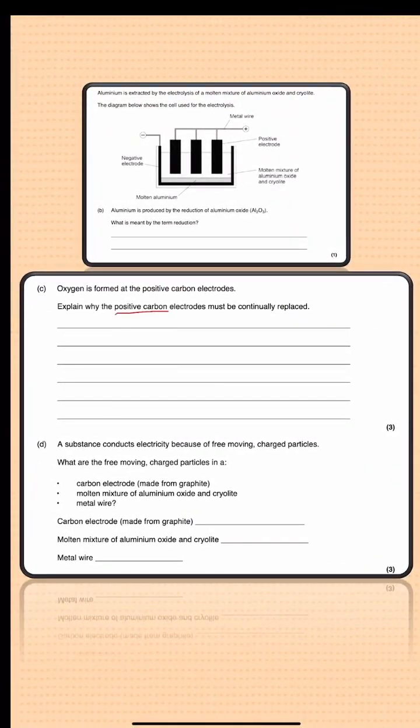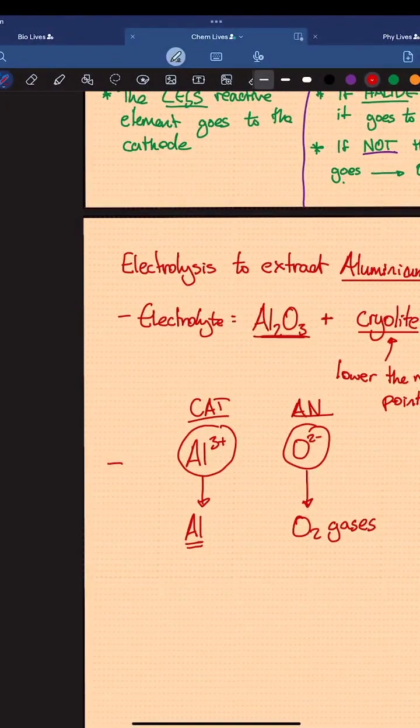Because it says the positive electrodes. They form a protective layer to stop the reaction. No, lots of oxygen bubbles will be formed around it. It's something to do with the oxygen. It does something to the carbon. It basically wears away the carbon.